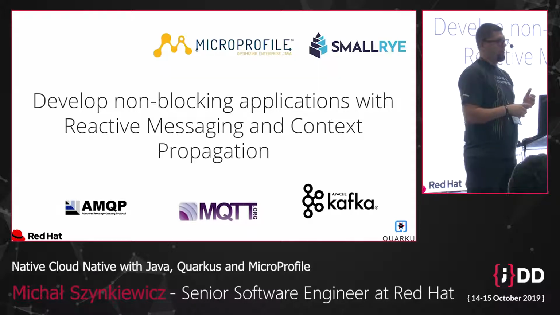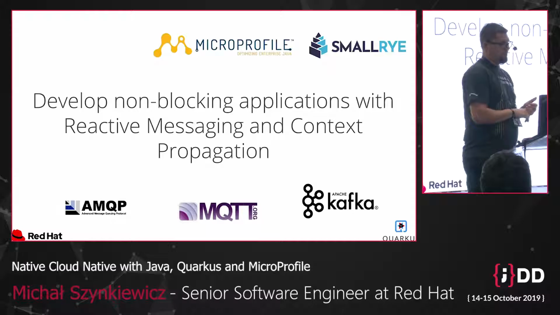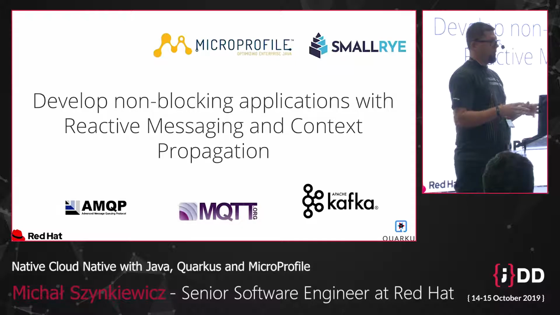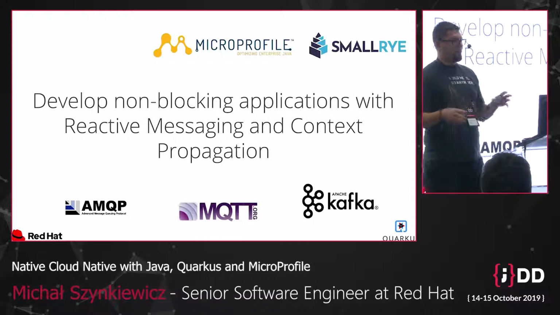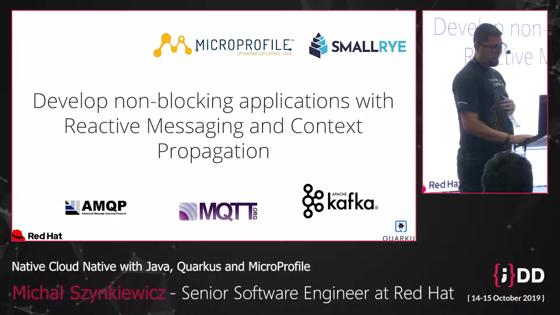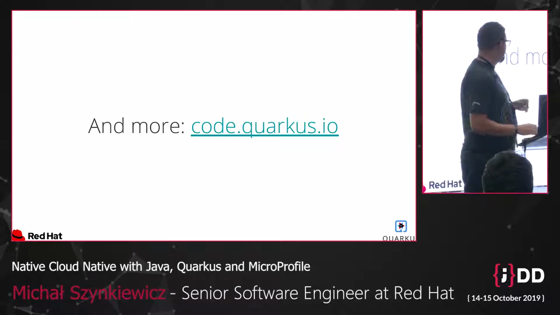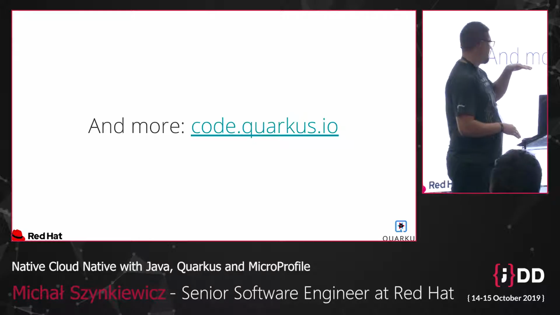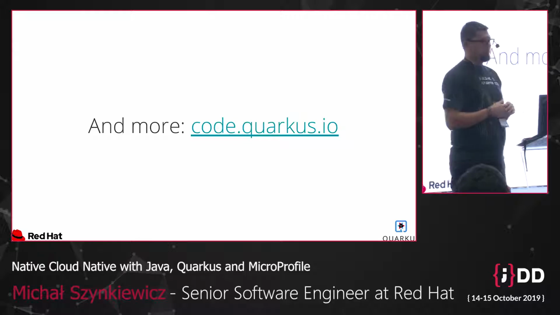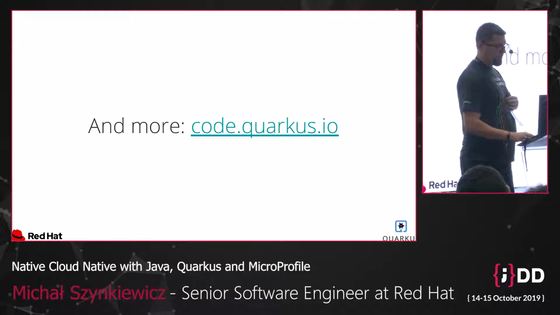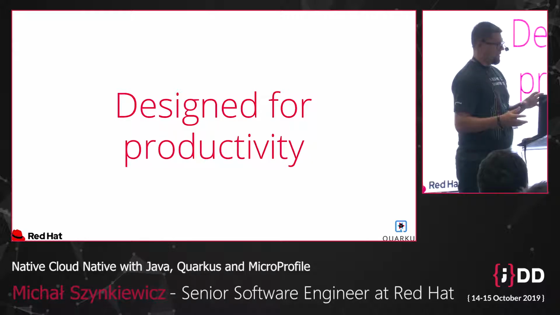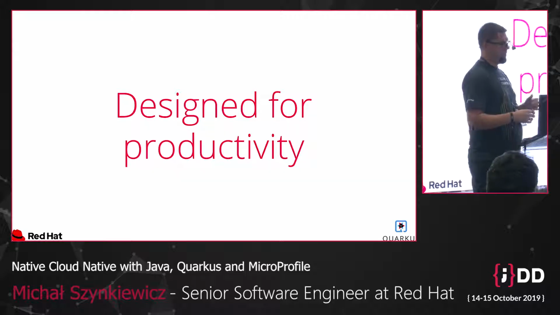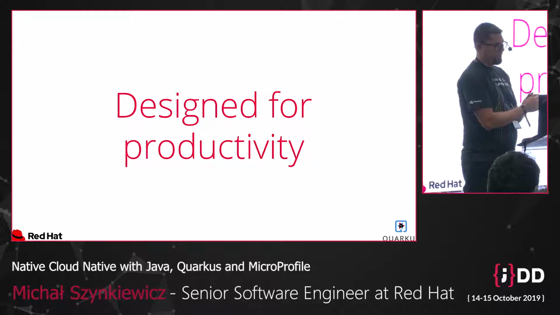With reactive messaging, you can talk with Kafka or anything that works with AMQP or MQTT. With context propagation, you can propagate context, like, for example, a Hibernate session to an async invocation. On code.quarkus.io, you can generate a Quarkus application, and there you can also see the list of all available extensions, because you can just select them for your generated application. So these were a few words about the features. Now let's handle what's more in Quarkus.